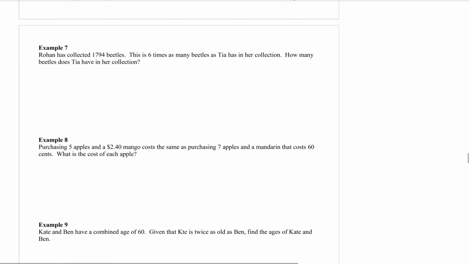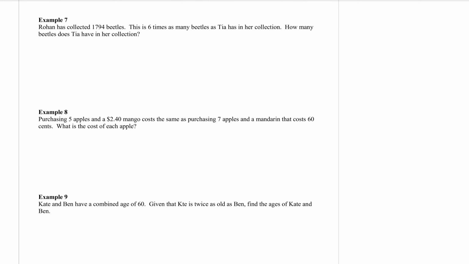Question 7. Rowan has collected 1,794 beetles. This is 6 times as many beetles as Tia has in her collection. How many beetles does Tia have in her collection? So, we're trying to find the number of beetles that Tia has. Okay, so we're going to call that x.